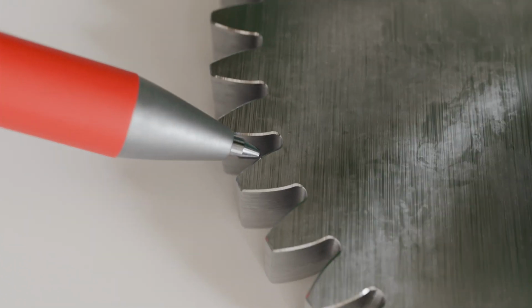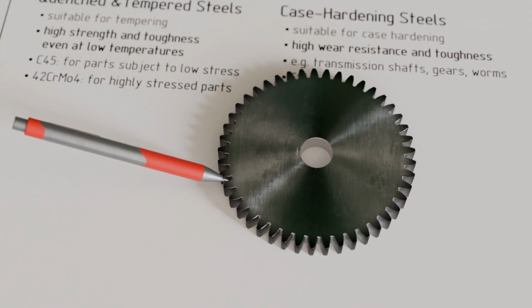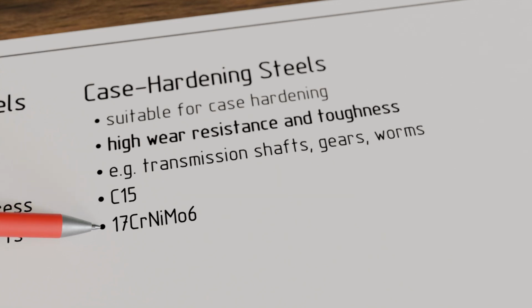During the process, carbon diffuses into the surface layers. Once the carbon content in these outer areas increases to a hardenable level, around 0.8%, the steel is quenched in water. This creates a very hard wear-resistant surface layer, while the core remains tough. Typical components that are case-hardened include transmission shafts, crankshafts, gears, worms, or bearing seats. Example steels for this application include C15 or 17CrNiMo6.